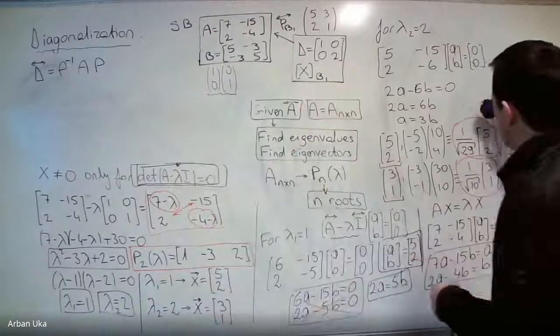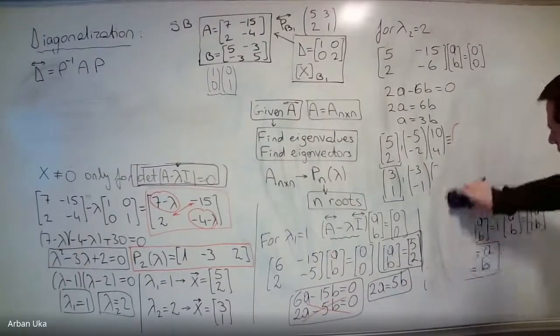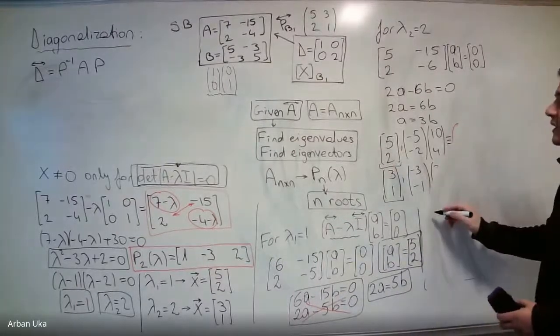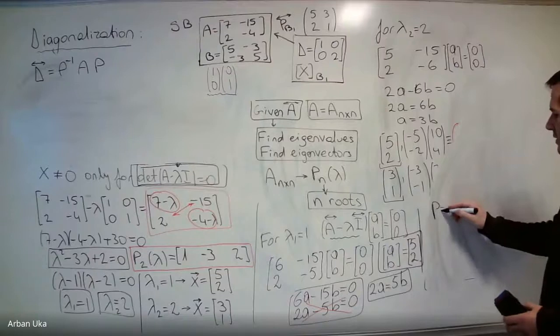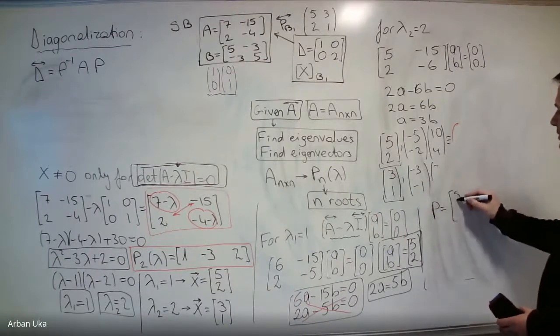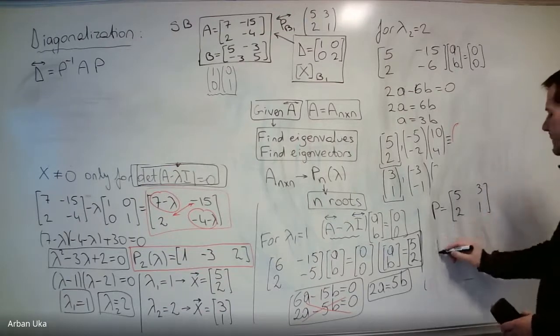Now let me take away this one. At least we have the solution of this one for one case. Help me here. So P, we know what P was, right? P is 5, 2, 3, 1. What is P inverse?